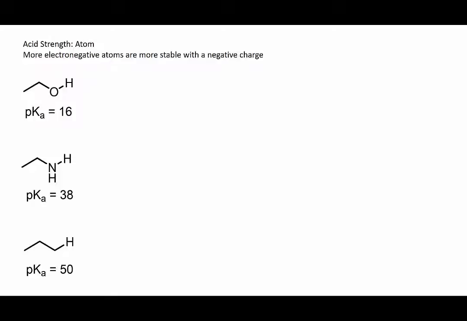The first determinant in figuring out how strong an acid is going to be is the atom itself. More electronegative atoms are always going to be more stable with a negative charge. Give you an example, ethanol. Right here, if we do an acid-base reaction and we take off the proton, we are left with an ethoxide ion. The pKa of ethanol is 16.